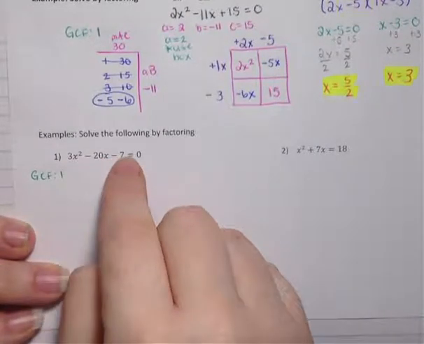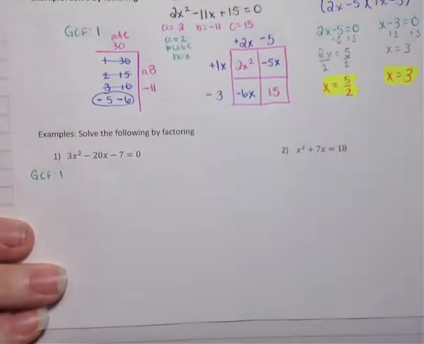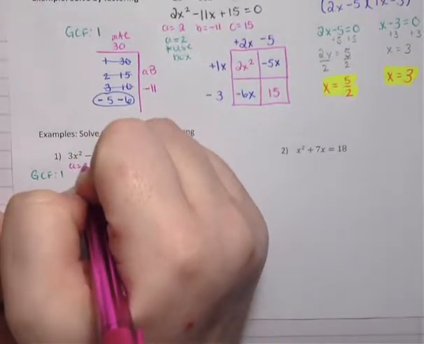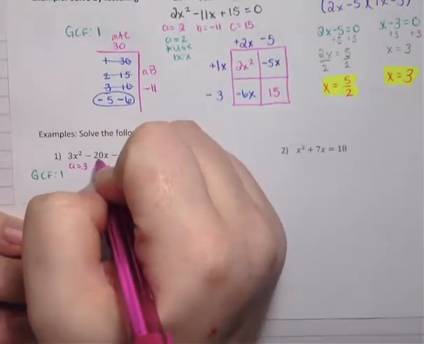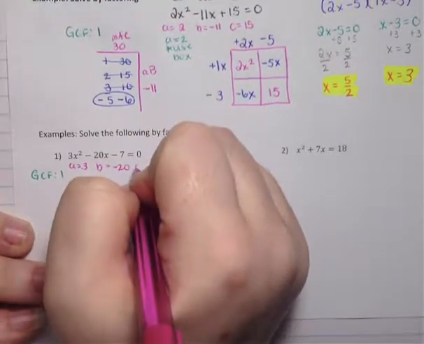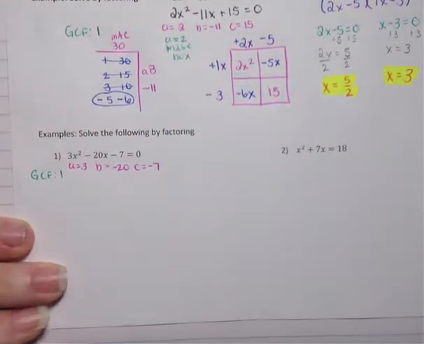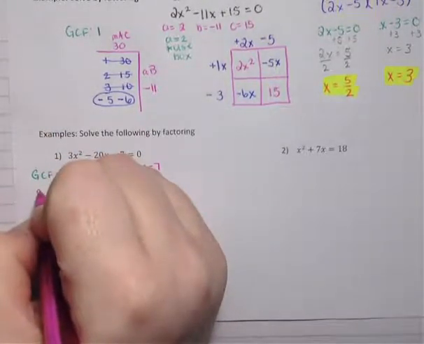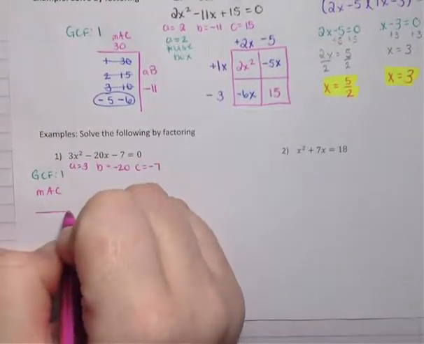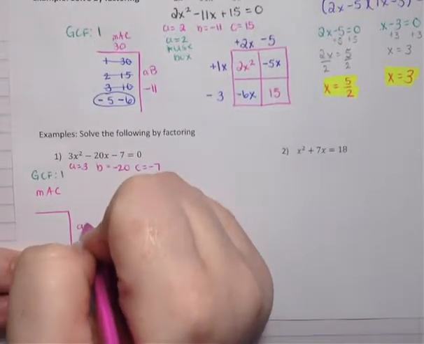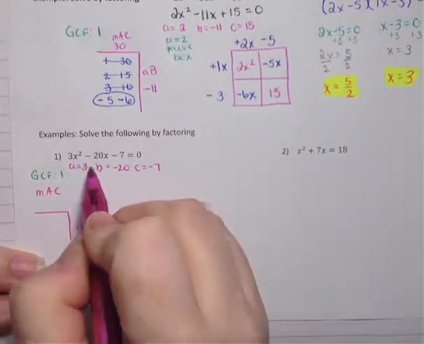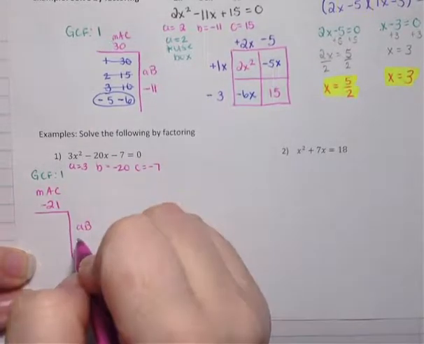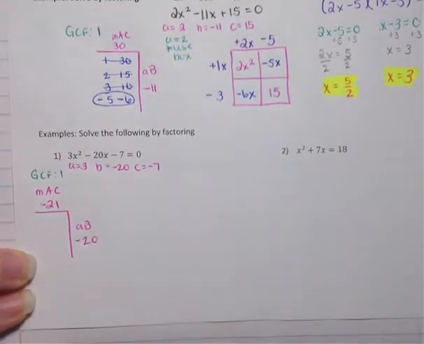There are 3 terms, so we would use MACAB. MACAB, we need to know our A, B, and C. So A is equal to a positive 3, B is equal to the negative 20, and C is equal to that negative 7. So when we go to our MACAB, put it over here, MACAB. Our MAC would be 3 times negative 7, which is negative 21, and our AB would be negative 20.